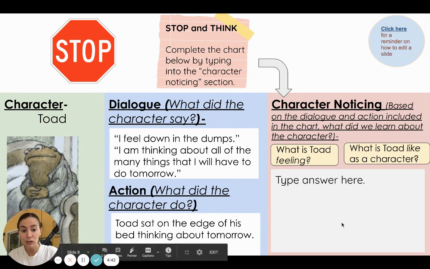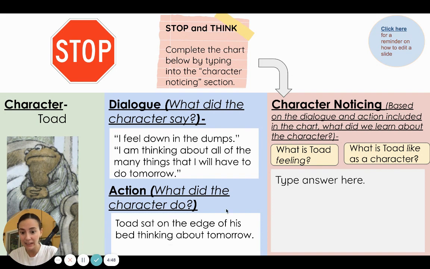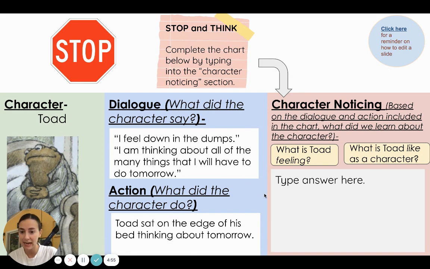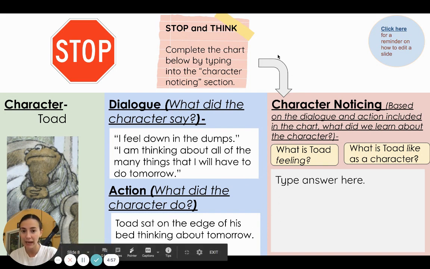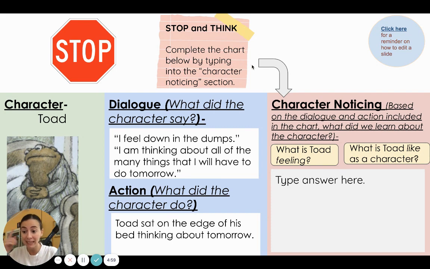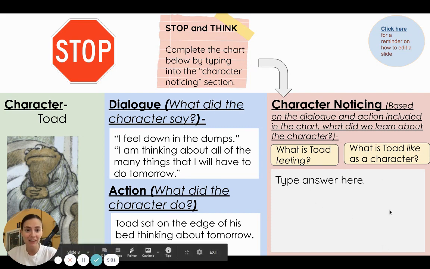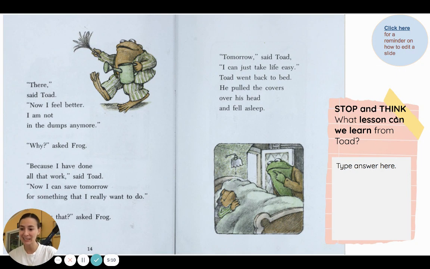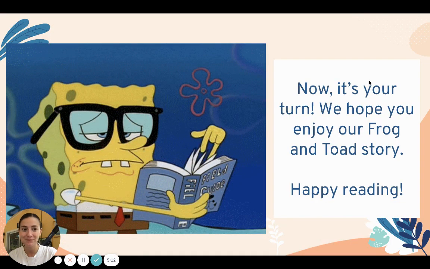Your job is to make the character noticing. Do you notice a feeling Toad is having based on his dialogue or action? Or do you notice what Toad is like as a character based on his dialogue and action? Okay? So for this question, you're stopping and thinking and only filling in this part. I already did this part for you. Your last question is going to ask you, what lesson can we learn from Toad, okay?